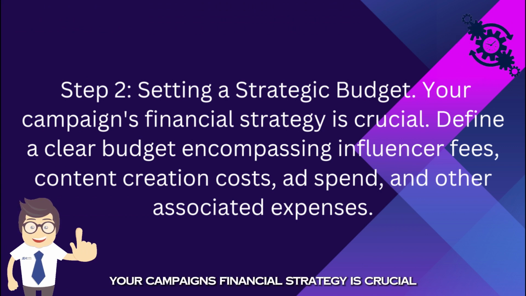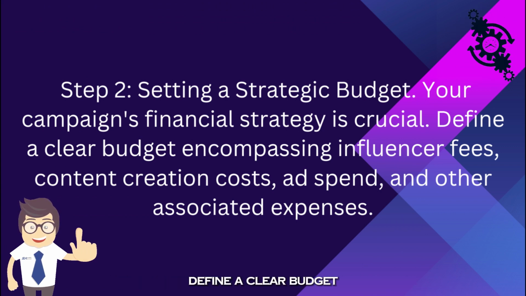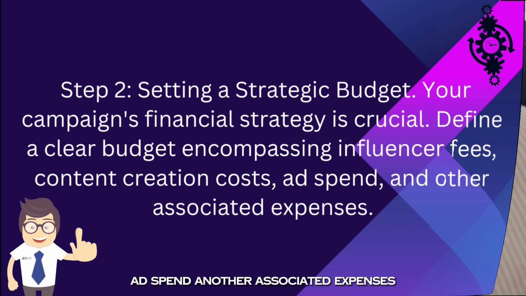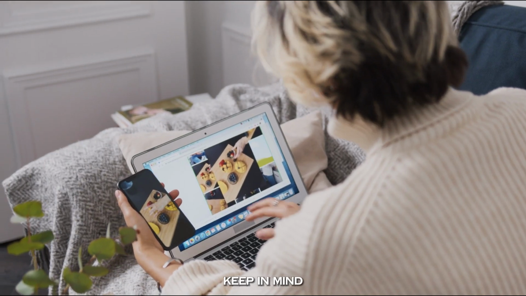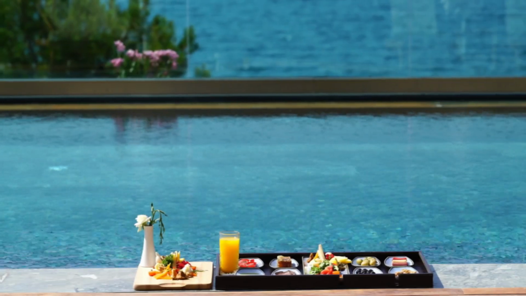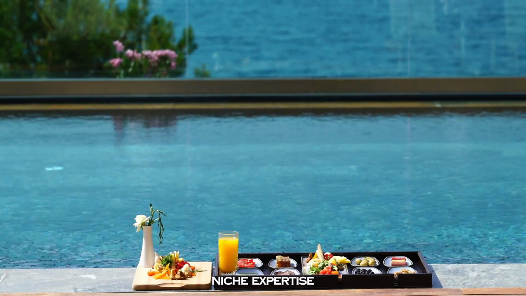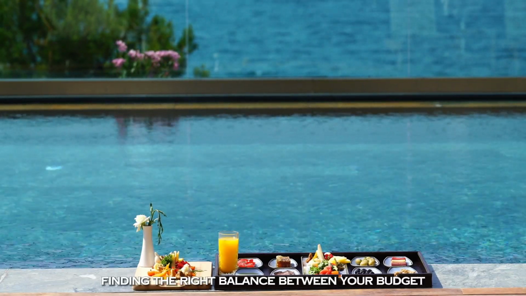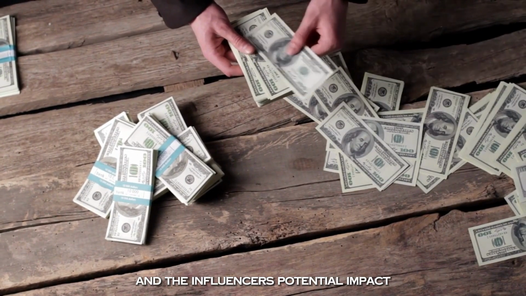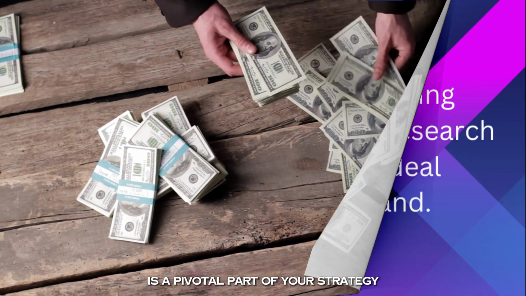Step number 2. Setting a strategic budget. Your campaign's financial strategy is crucial. Define a clear budget encompassing influencer fees, content creation costs, ad spend, and other associated expenses. Keep in mind that influencer costs can fluctuate significantly based on their reach, engagement rates, niche expertise, and market demand. Finding the right balance between your budget and the influencer's potential impact is a pivotal part of your strategy.